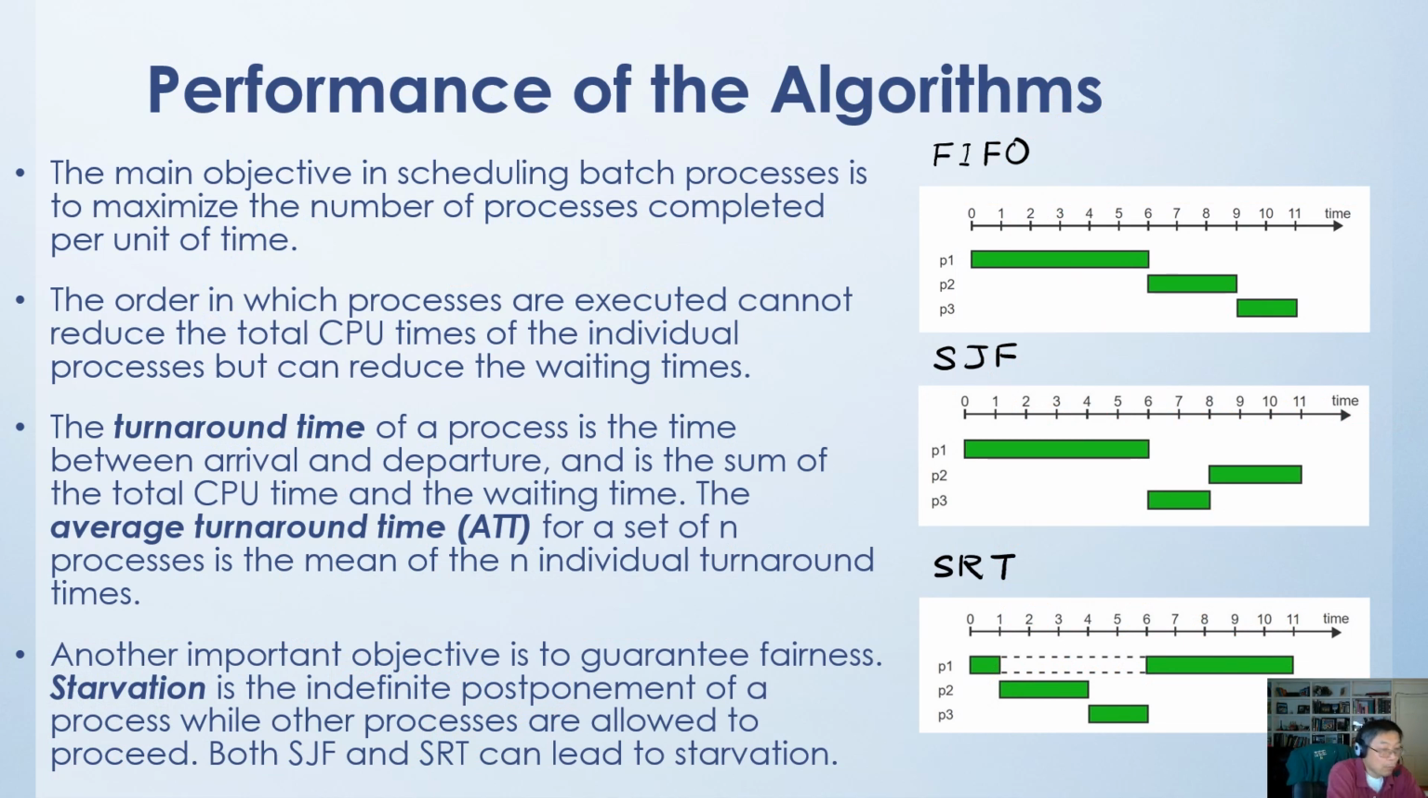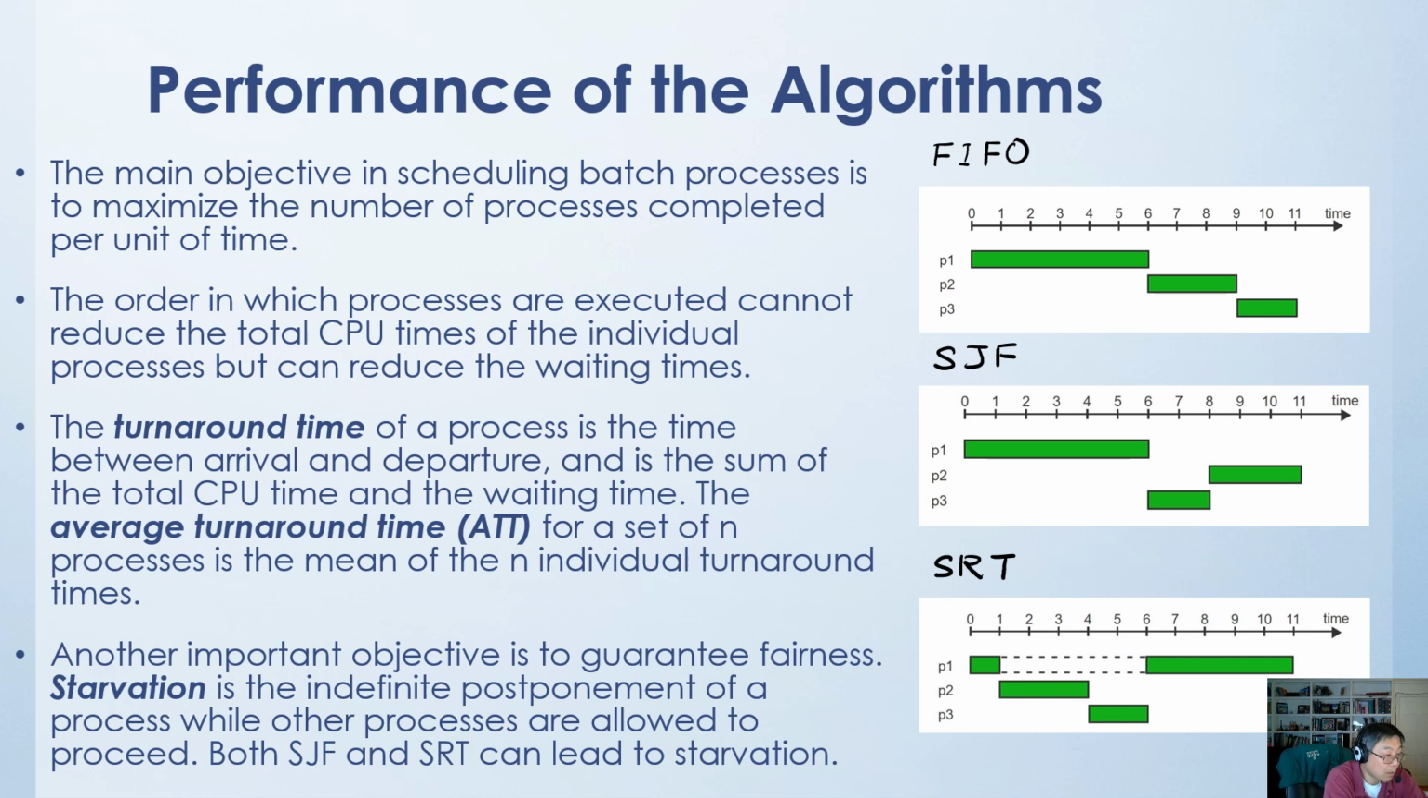Okay, so far we discussed 3 scheduling algorithms: FIFO, SJF, and SRT. Now, we find that FIFO is probably the worst, but it's the simplest one. SRT is probably the best in terms of the performance we measured. We measured the ATT, the average turnaround time, and also the average waiting time.